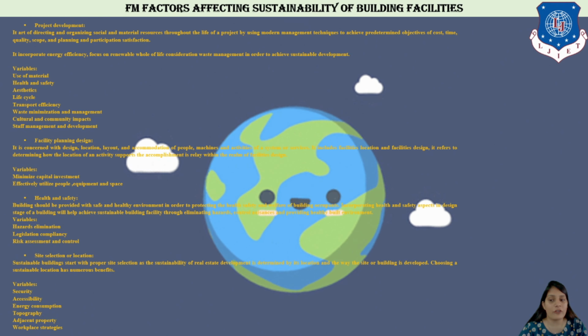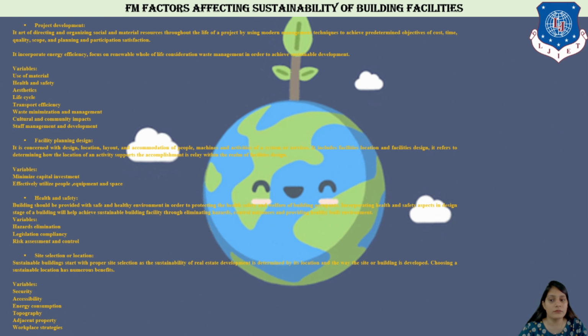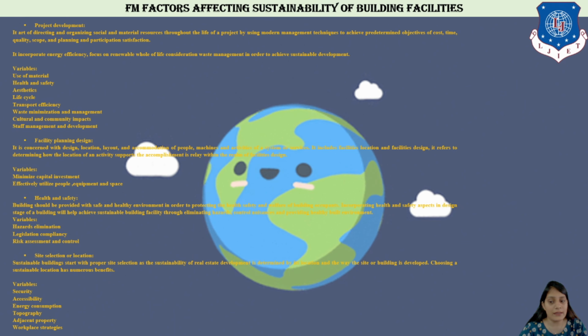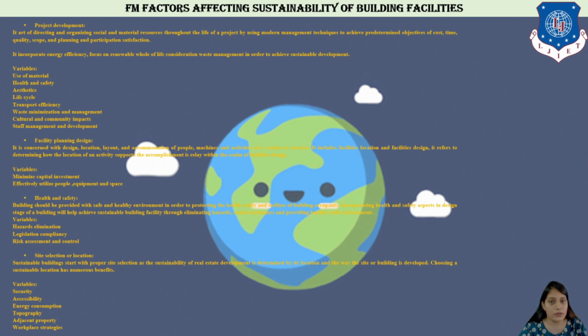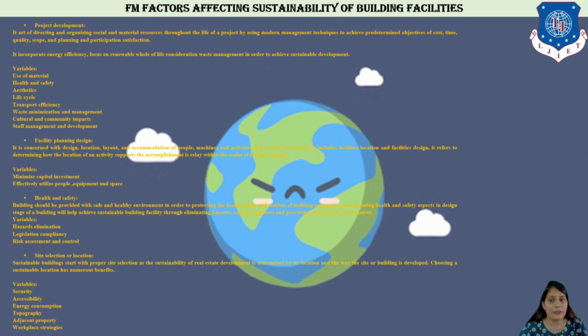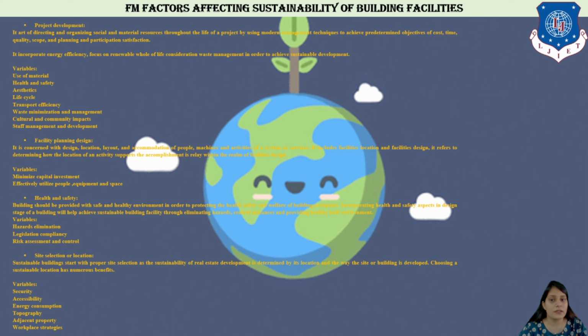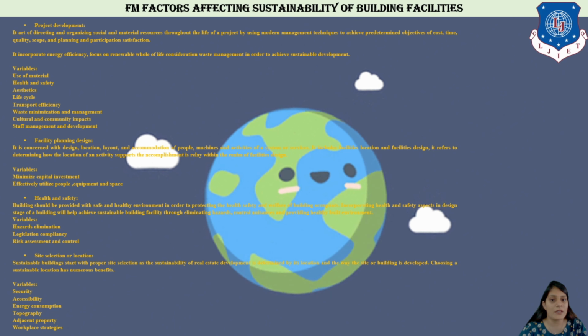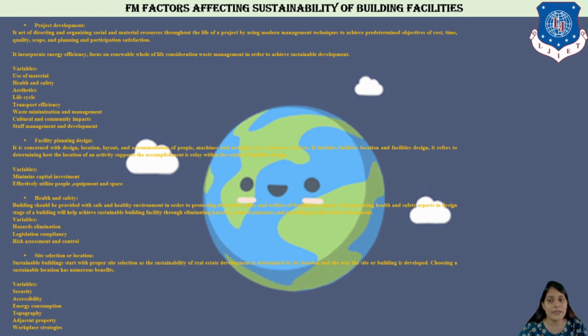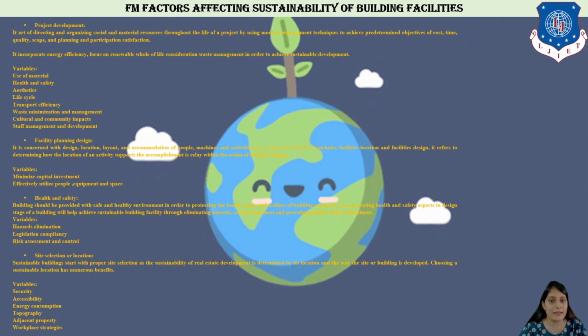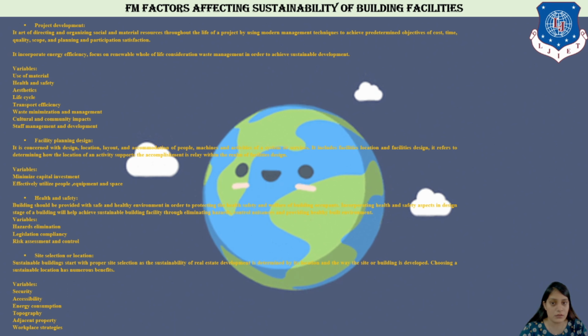Next, see the project development. Then we have the facility planning design, health and safety, site selection or location. What does it mean actually? The project development is the art of directing and organizing social and material resources throughout the life of the project by using modern management techniques. Right? Similarly, you can see here health and safety, aesthetics, life cycle are the major questions.